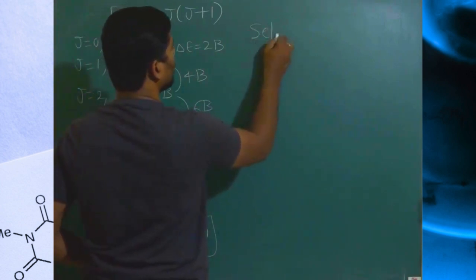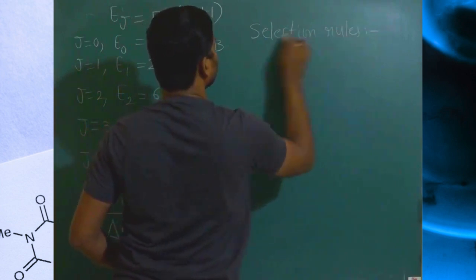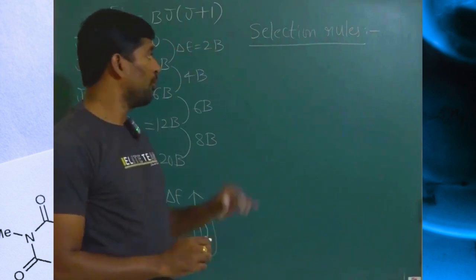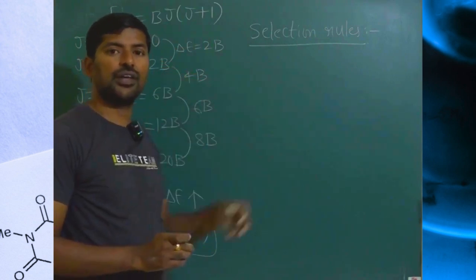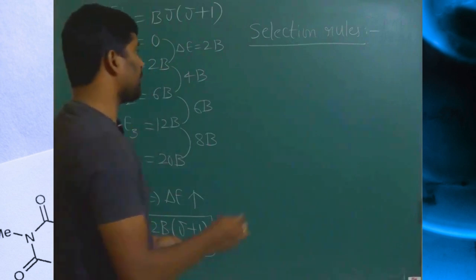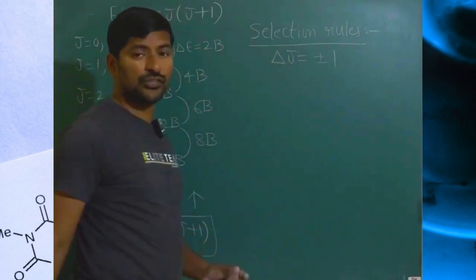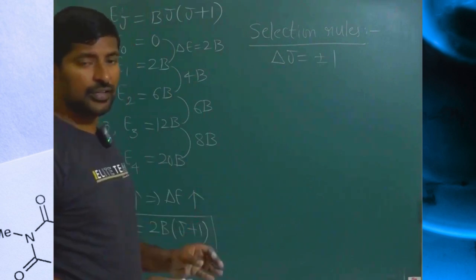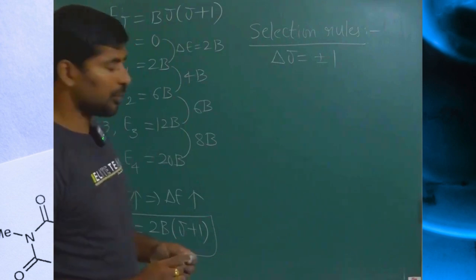Next one, selection rules. Based on selection rules, we can give what? Intensity of spectral lines. Intensity of spectral lines depends on selection rules also. What are the selection rules for pure rotational spectra? Delta J is equal to plus or minus 1, and another one is that the molecule has to possess a permanent dipole moment, already discussed. Delta J is equal to plus or minus 1, plus for absorption, minus for emission.